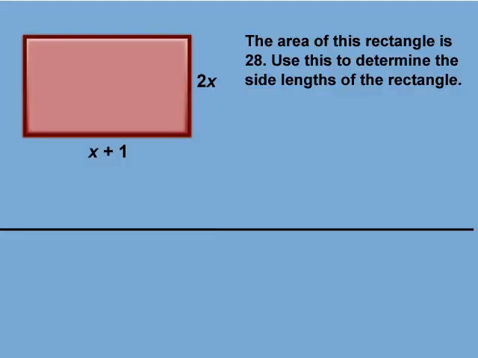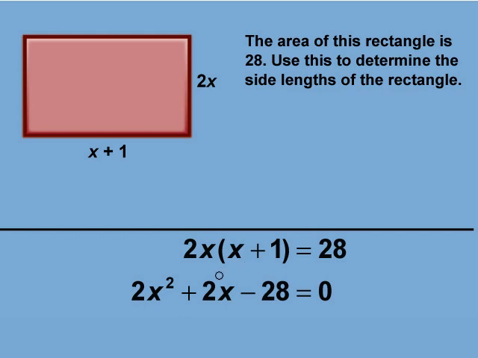The area of this rectangle is 28. Use this to determine the side lengths of the rectangle. We are given three pieces of information: the length of the rectangle, the width, and the area of the rectangle. Let's combine these using the area formula for a rectangle. Multiply the length and width and make it equal to 28, as shown here. Expanding the variable terms and subtracting 28 from both sides, we get 2x squared plus 2x minus 28 equals 0.